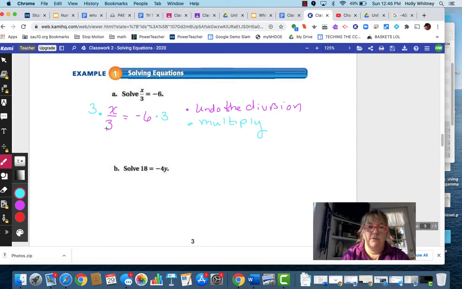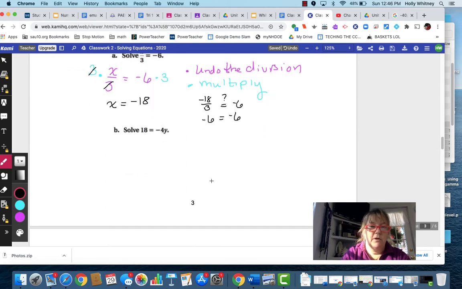So 3 divided by 3 is 1, right? These guys become 1, so I'm left with 1x, or x is equal to -6 times 3, which is -18. So my answer is -18. Well, let's check to see if that works. So if I say -18 divided by 3, does that equal -6? Well, 18 divided by 3 is 6. Dividing a negative by a positive, I end up with a negative result. So yes, -6 does equal -6.